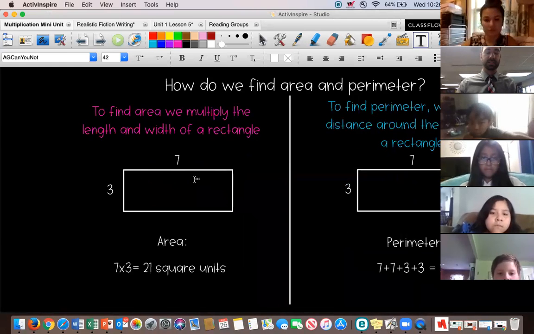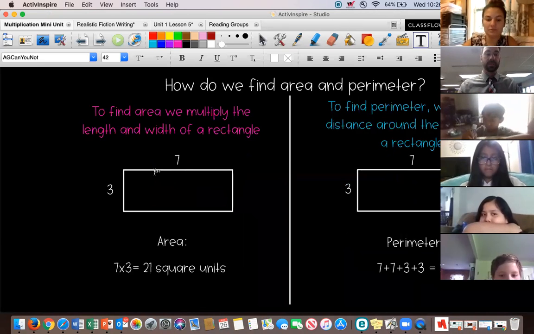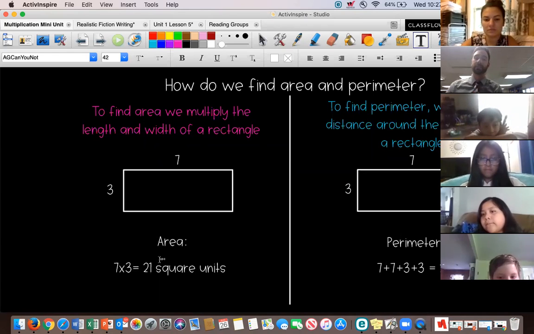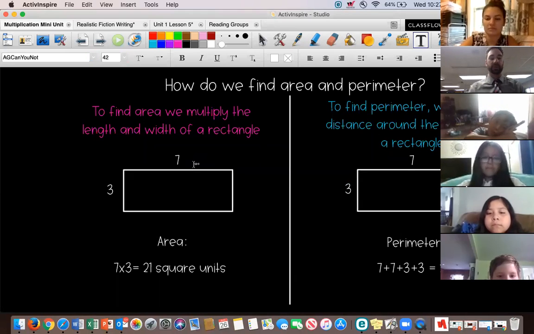So the length is the distance that goes left to right. It seems like that would be width, but when we're talking about rectangles, that's the length. So the length is 7 on this rectangle and the width is 3. So in order to solve the area for that, we're going to do 7 times 3, and we're going to get 21 square units. It's important to recognize square units. So whenever you find the area of a rectangle, and we'll talk more about this tomorrow, it is square units. So if you're solving in inches, it would be square inches. If this was labeled feet, it would be square feet.